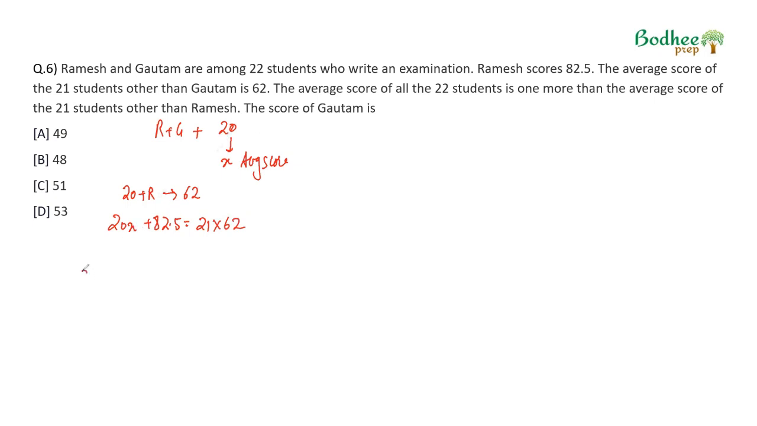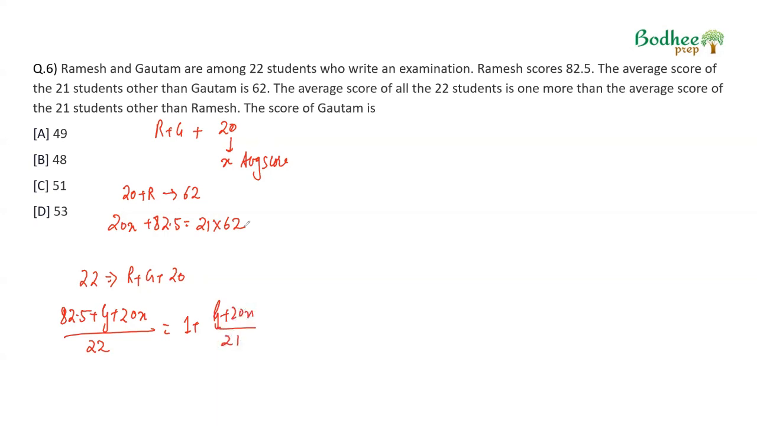Second, the average score of all 22 students. 22 students will include Ramesh plus Gautam plus the 20 students. This is one more than the average score of 21 students other than Ramesh. So we can form an equation for this. The average of 22 students will be Ramesh 82.5 plus Gautam plus 20x, total score of the 22 students, upon 22. This will be equal to 1 more than the average score of 21 students other than Ramesh. So Gautam plus 20x upon 21.